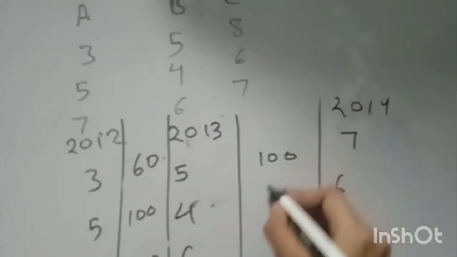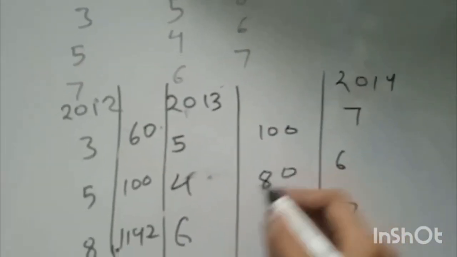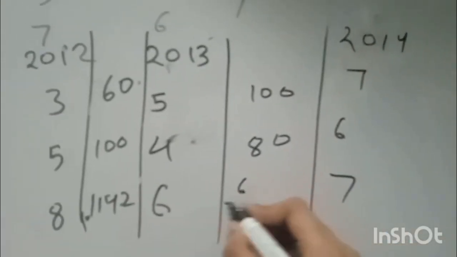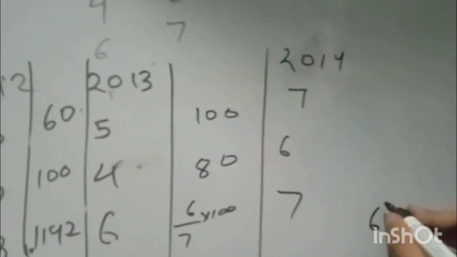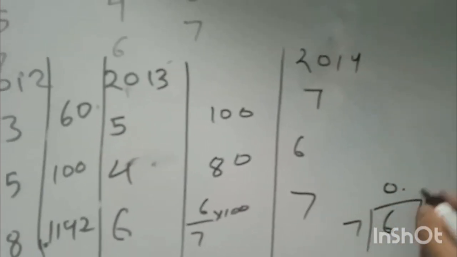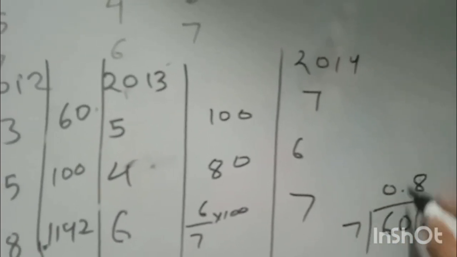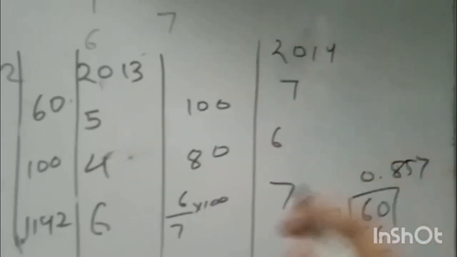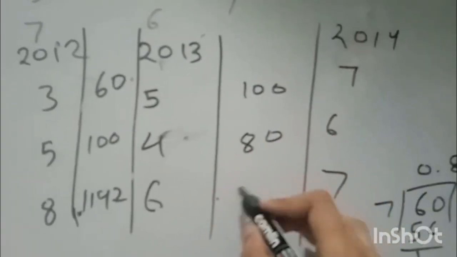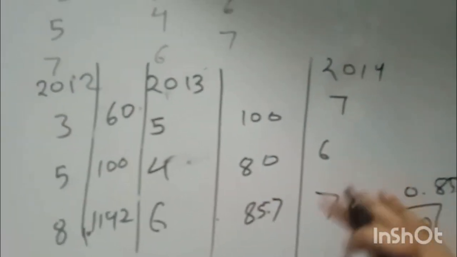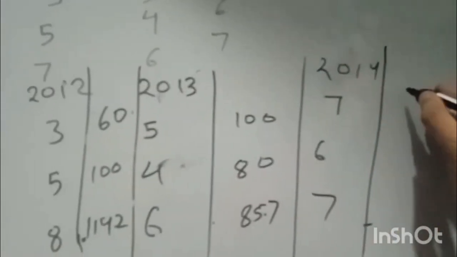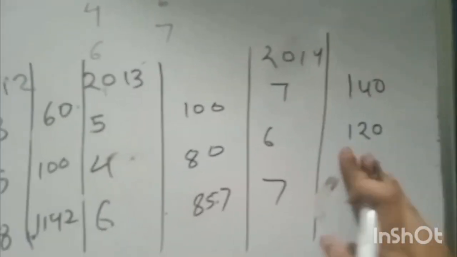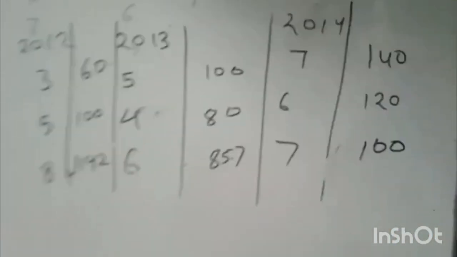5 upon 5 it will be 100, and 7 upon 6. Oh my god, we have to do it like this every single time. It will be written like this, and let's solve it. 6 divided by 7 gives 85.7. Now for here, 7 upon 7 will cut each other, so it will be 100. Now we have got the price relatives.